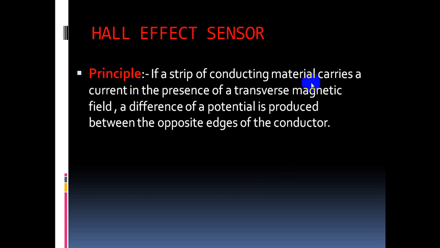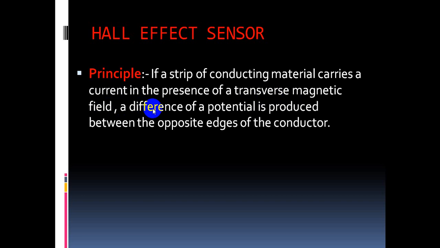If a strip of conducting material carries a current in the presence of a transverse magnetic field, a difference of potential is produced between the opposite edges of the conductor. So first of all, we have to take a conductor and send some amount of current into the conductor and apply a transverse magnetic field. What is meant by transverse magnetic field means we are applying the magnetic field perpendicular to the current carrying direction. Then that magnetic field is nothing but transverse magnetic field.